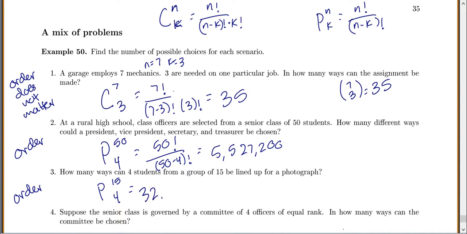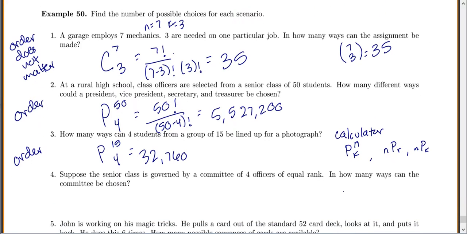Is 32,760. Now in my calculator, you might see things that look like P and K, or I actually have an nPr, or maybe it would be an n, P, k. So mine uses an R instead of a k. Those are some of the symbols that you might look for as you're trying to find it on your calculator.